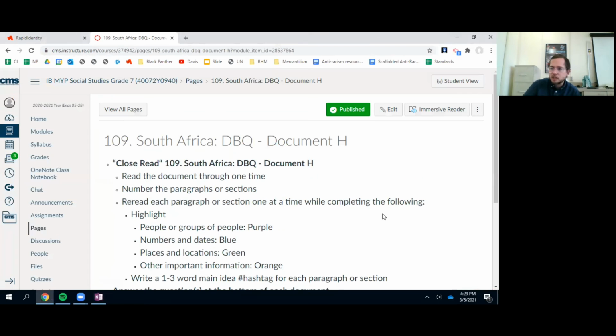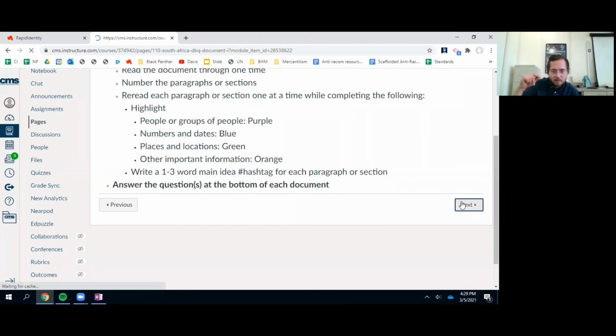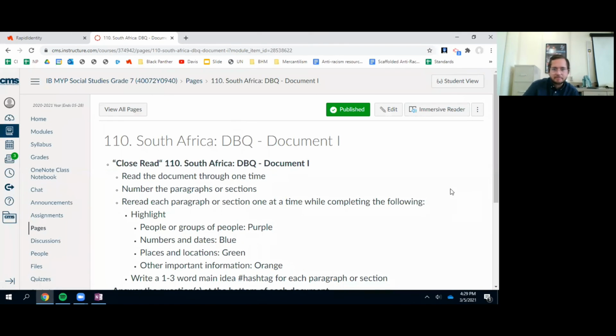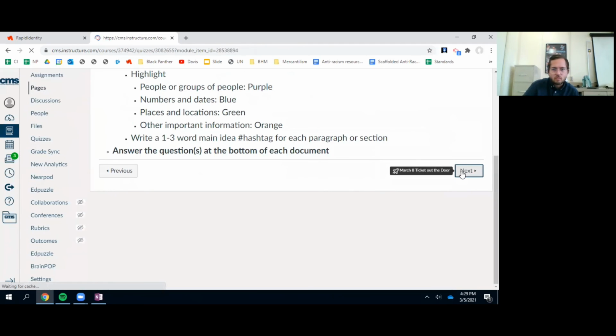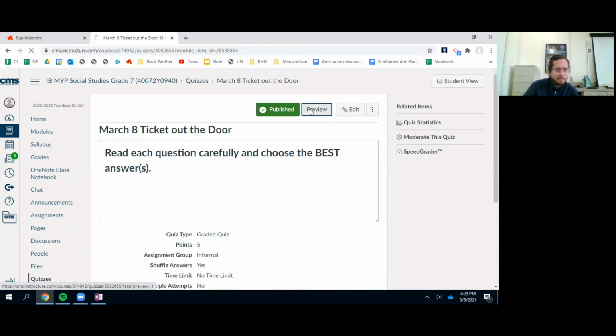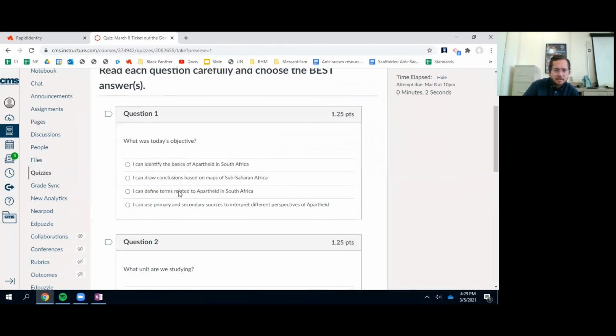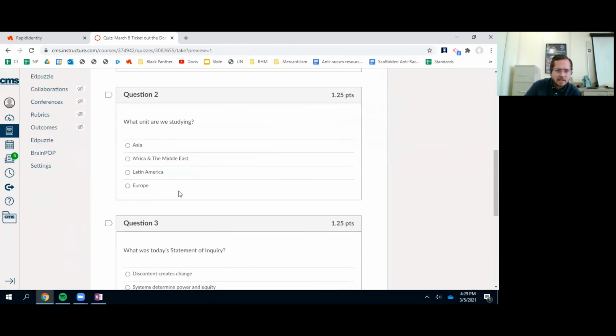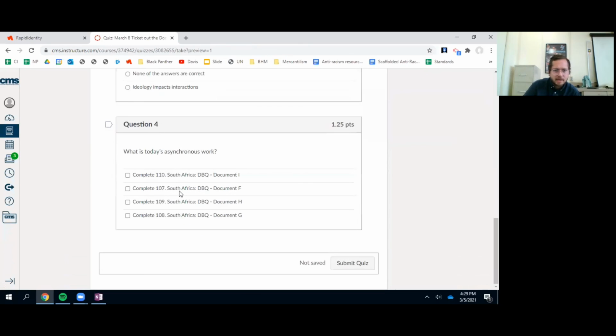All right, let's transition to the ticket out the door, and that will be it for today. Go ahead, take that, please. It is important to get these correct. Everything looks accurate to me. Be careful with that asynchronous work, because little hint here, there may be more than one option. Thank you.